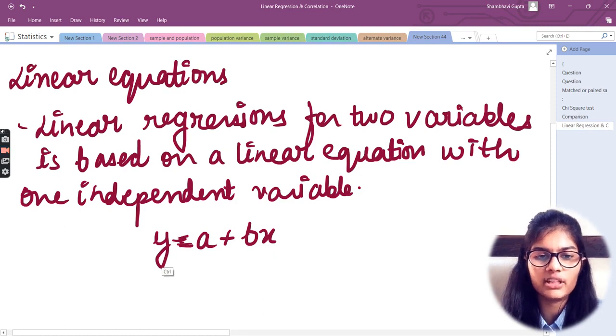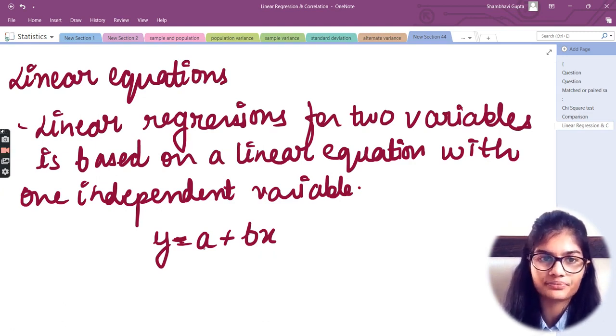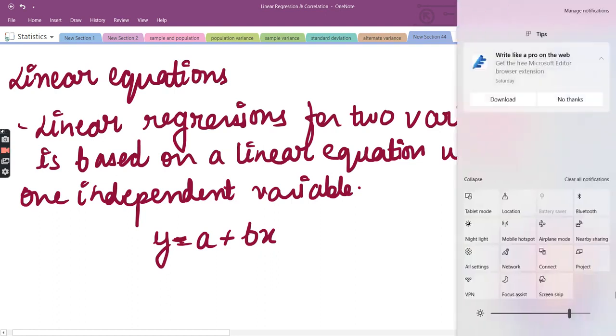Hope many of you are familiar with this particular form as well, that's y is equal to a plus bx, because we get these things in our younger classes, right? We already studied these things in our younger classes. So this is about linear equations, linear equations for two variables.